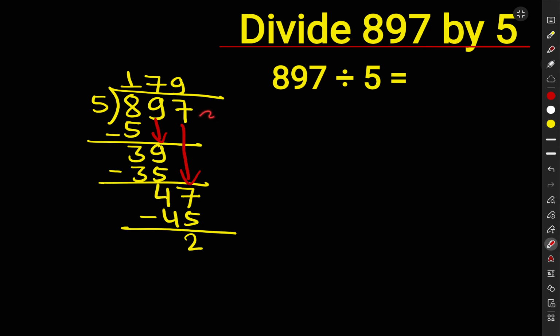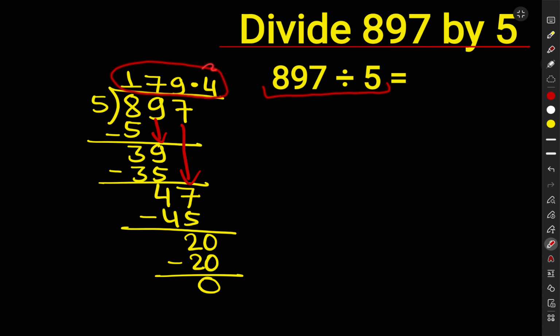So now we have no other number to put down. So we put a decimal here so that we can put 0. So it is 20 and 5 times 4 is 20. On subtracting we get 0. So 897 divided by 5 is 179.4.